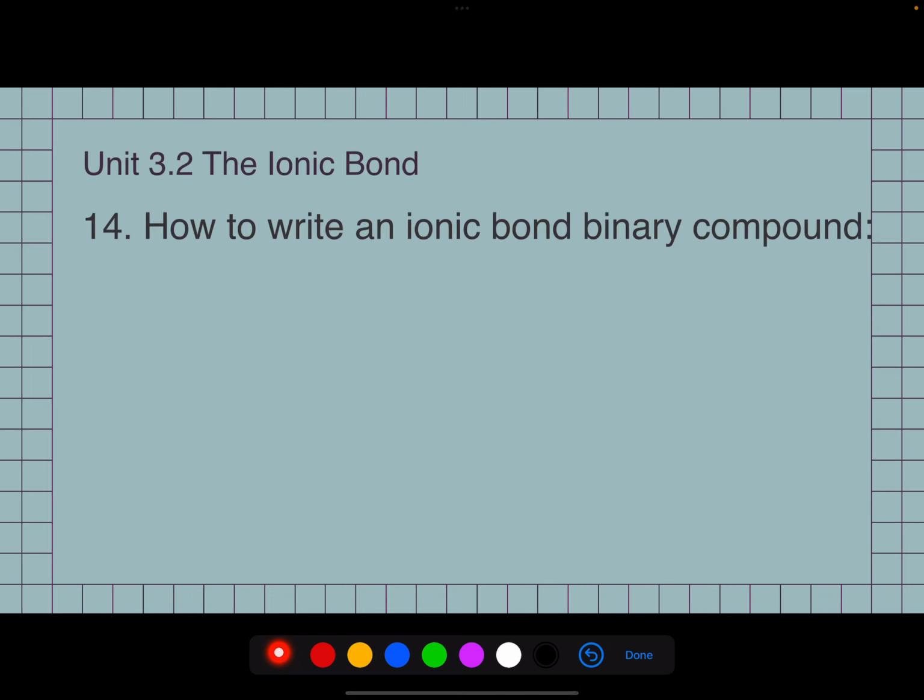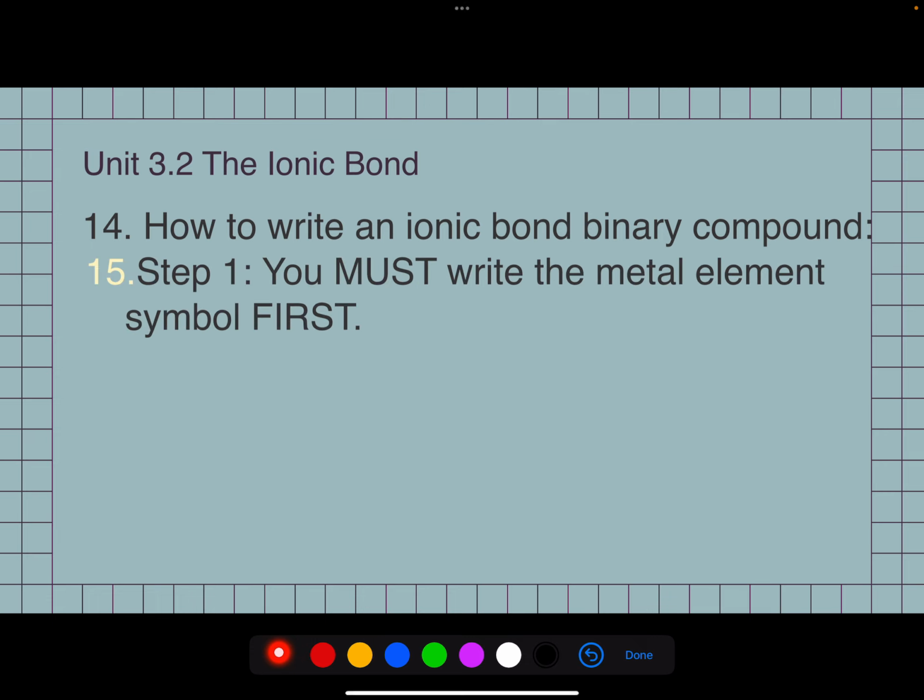All right. Our next step here is, how do we write an ionic binary compound? This is what we've been writing this whole time, but now this is our next part. So how do we write an ionic binary compound? Step 1, you must write the metal element symbol first.